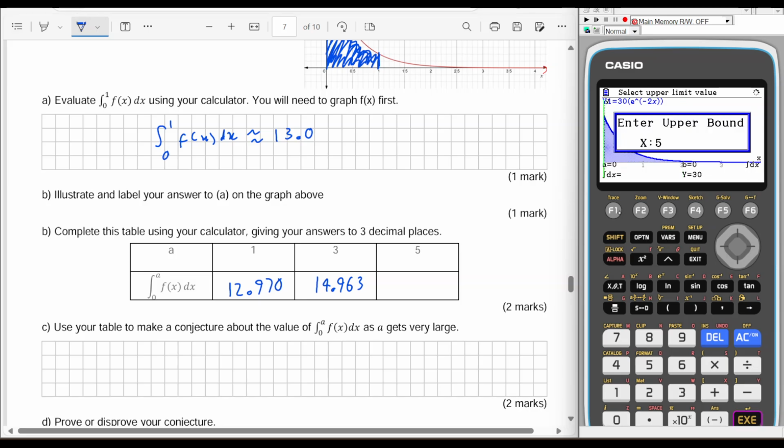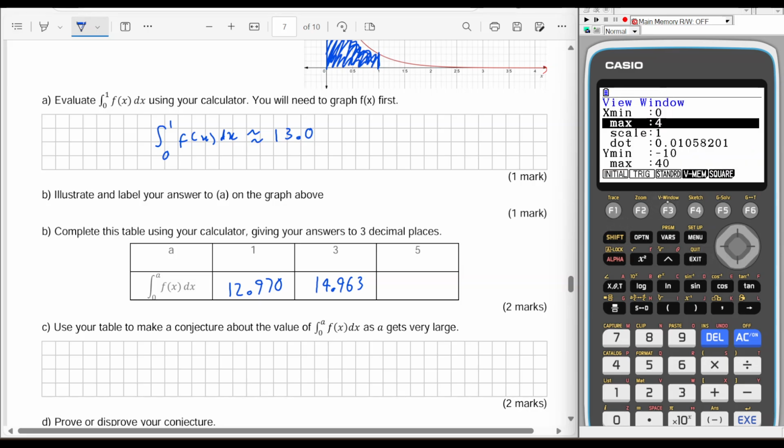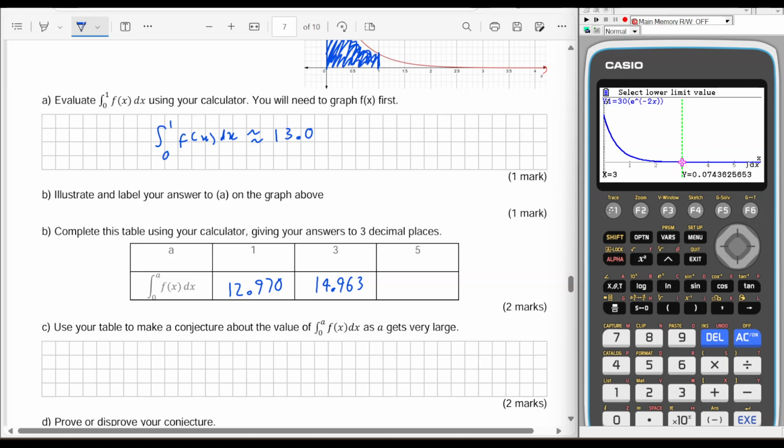And then if we go integral from 0 to 5, your calculator is going to throw an error. That's because our window isn't big enough. So you go to window, make it at least 5. I'll just make it 6. And then we're going to go integral 0 to 5. Bam. 14.999.